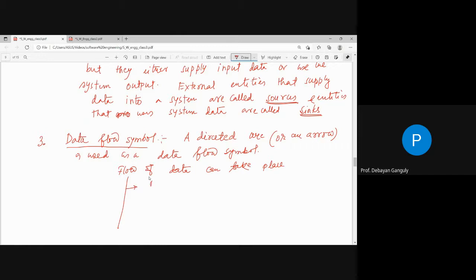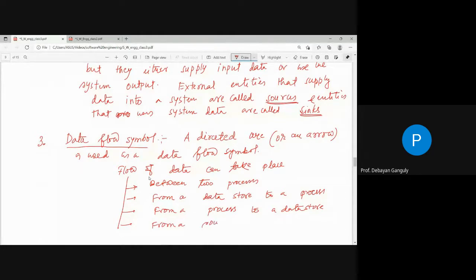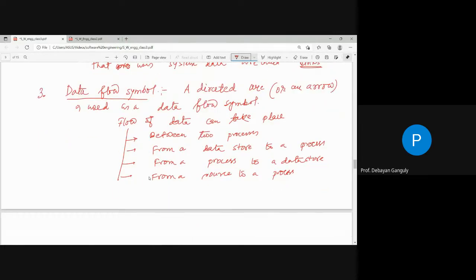The first thing you can say, flow of data can be between two processes, or from a data store to a process, or from a process to a data store, from a source to a process, or from a process to a sink.